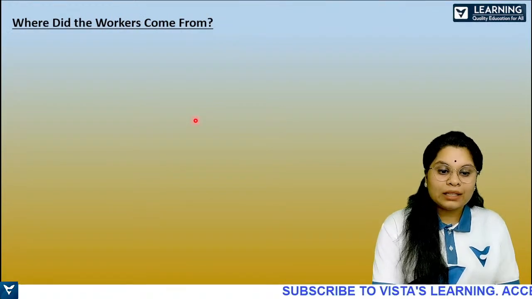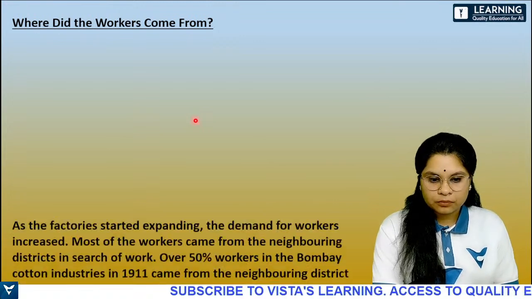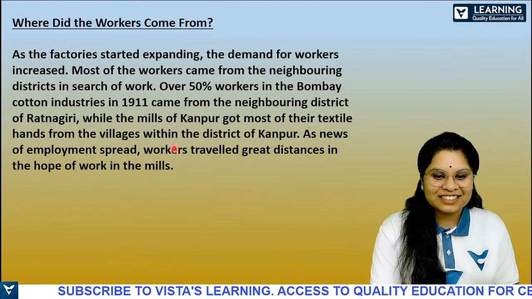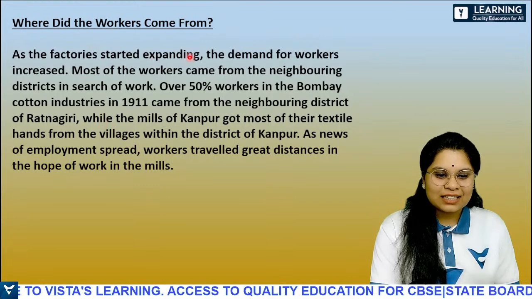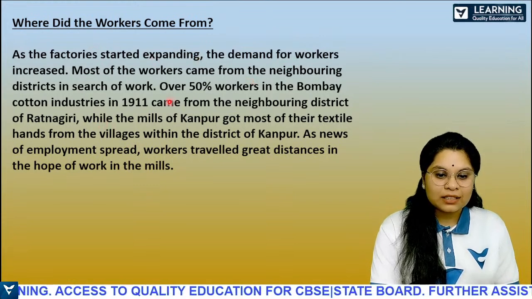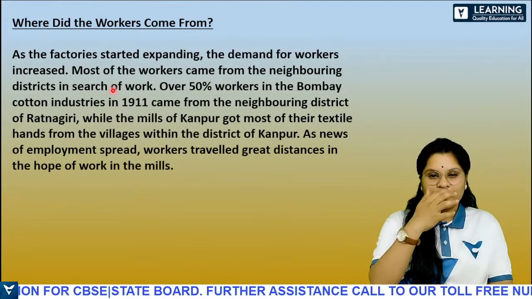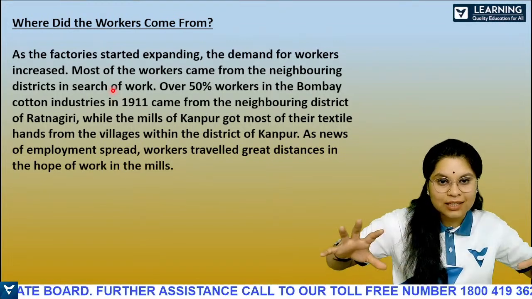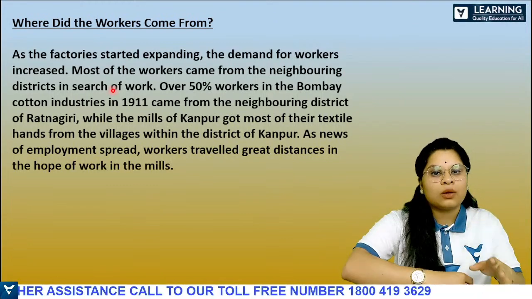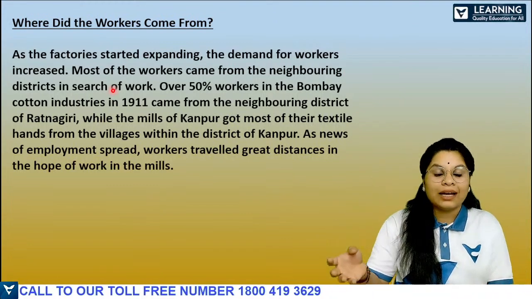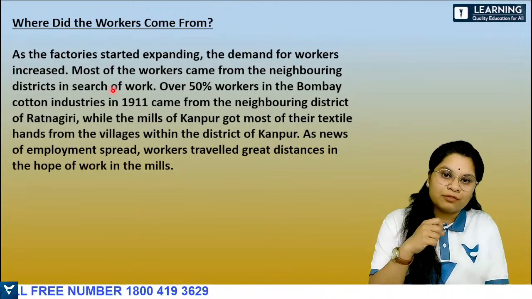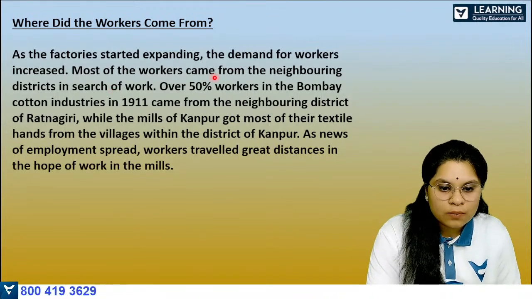Next, where did the workers come from? As the factories started expanding, the demand for workers increased. Definitely. When the land is increasing, the number of people you require to sow the seeds is more compared to just one plot of land. The same way here also.